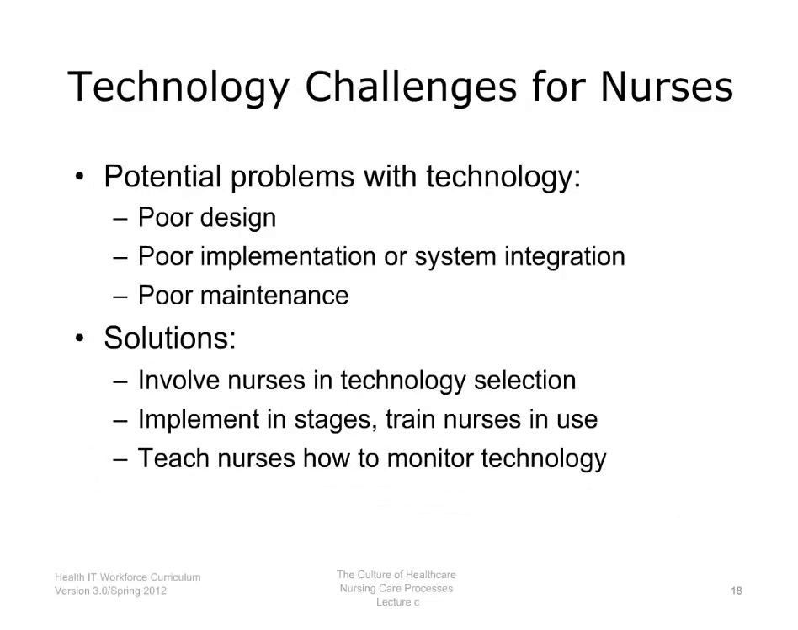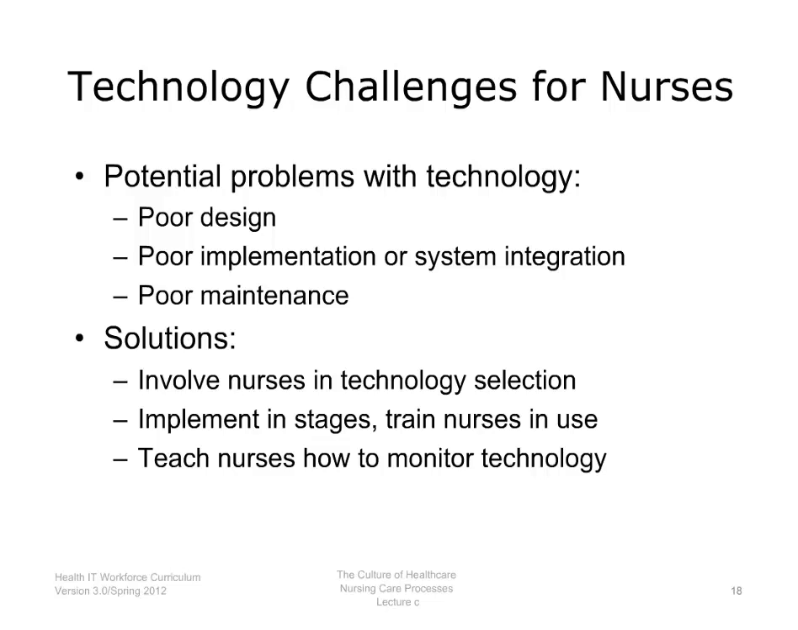Some of the technologies that nurses use are poorly designed. Examples of design problems that researchers have found with hospital technologies include ergonomic flaws and poor interfaces between the technology and the patient. Other potential problems with healthcare technology are poor implementation, poor integration into existing systems, and poor maintenance.